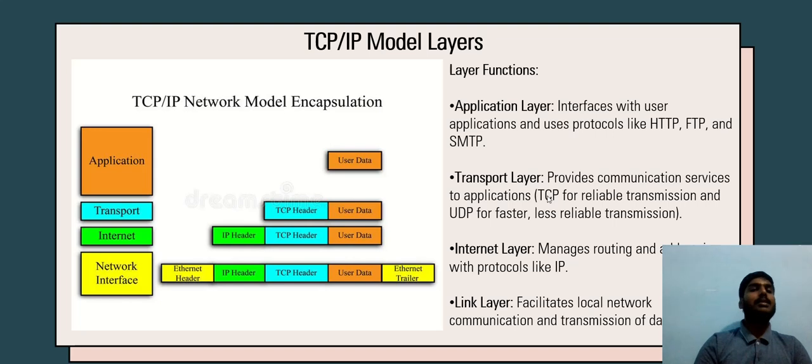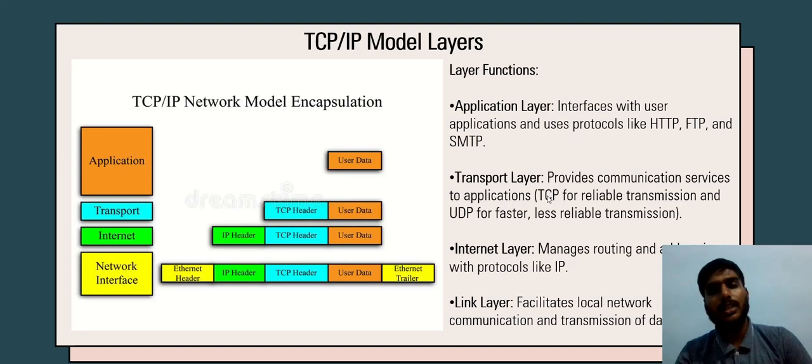Then the TCP/IP model layers. So what are the layers' functions? Before that, we have been discussing the four layers: application layer, transport layer, internet layer, and link layer. In OSI, we have three more layers. We're gonna discuss that in the comparisons later.